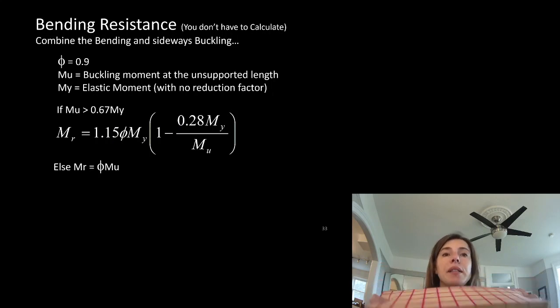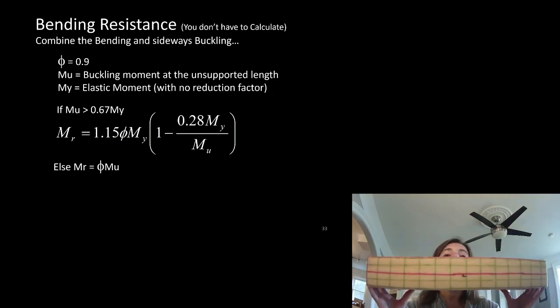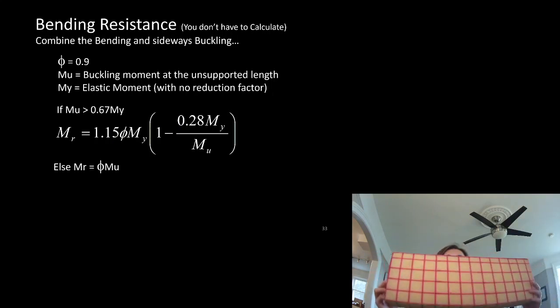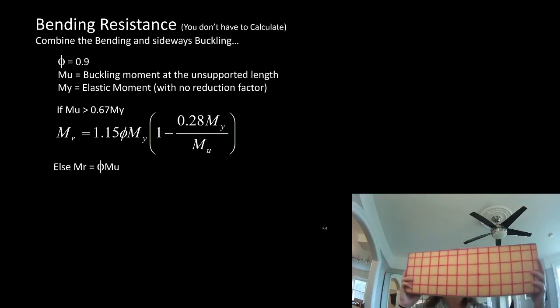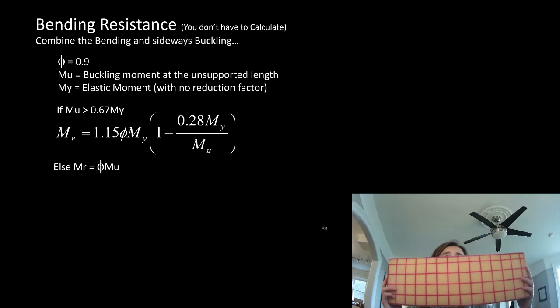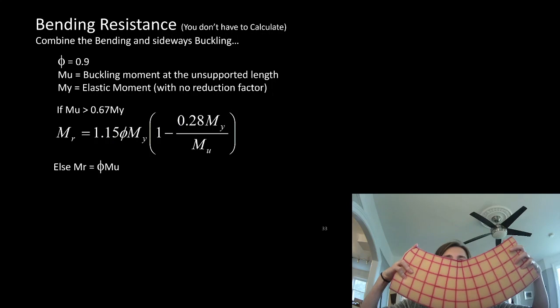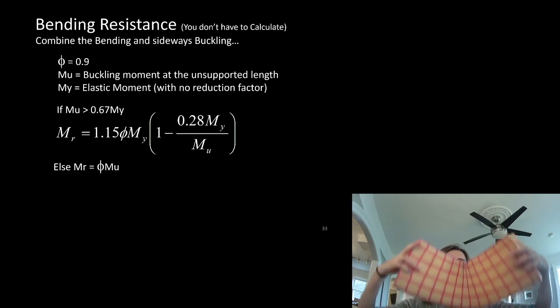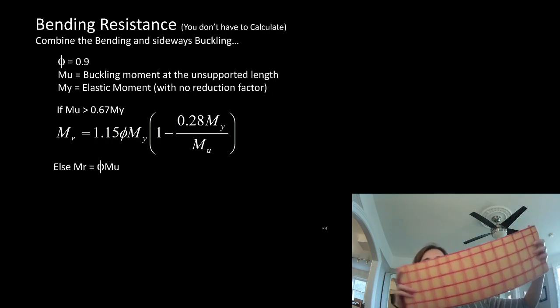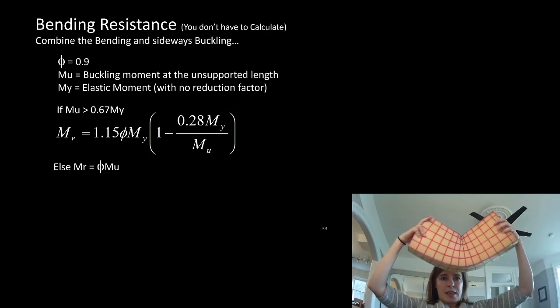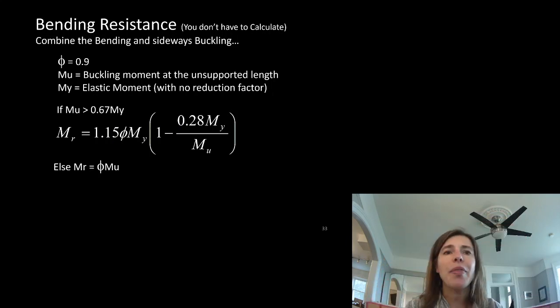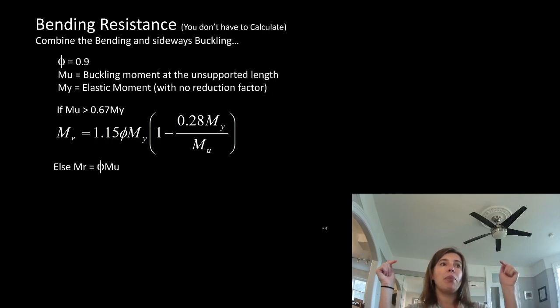Again, these are not equations you have to calculate. You're going to be able to look these up. But if you have a beam in bending and we bend it, you can see that the top tries to buckle. As I try to bend it, the top buckles, not the bottom, because compression is related to buckling, but tension isn't. So the bottom, which is in tension, doesn't try to buckle, but the top does.